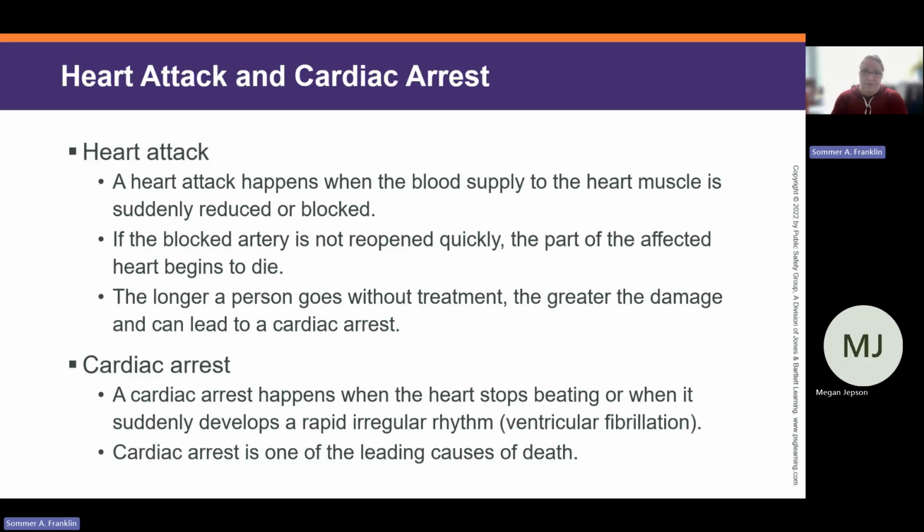A heart attack happens when the blood supply to the heart muscle is suddenly reduced or blocked. If the blocked artery is not reopened quickly, the part of the affected heart begins to die. The longer a person goes without treatment, the greater the damage, and it can lead to cardiac arrest. Cardiac arrest happens when the heart stops beating or when it suddenly develops a rapid irregular rhythm, or ventricular fibrillation. Cardiac arrest is one of the leading causes of death.